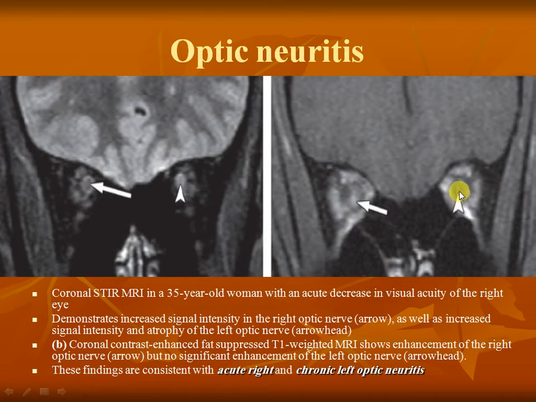This optic nerve is small. This optic nerve is large. Okay? This optic nerve is hyperintense on T2, and large. So this is acute optic neuritis. And with contrast, it's enhancing. The other optic nerve is small. With contrast, there is still some enhancement, but it is small. So this is chronic optic neuritis. Both conditions in one patient: acute on the right side and chronic on the left side.